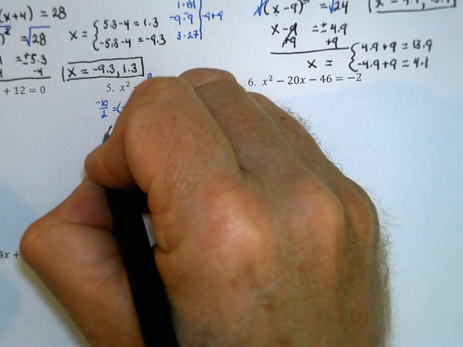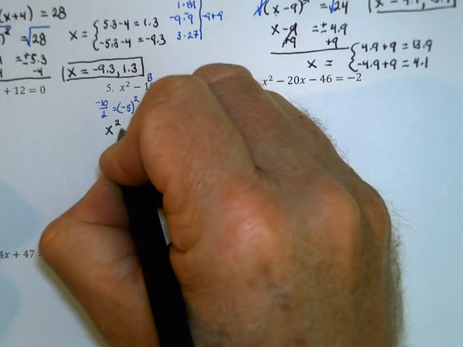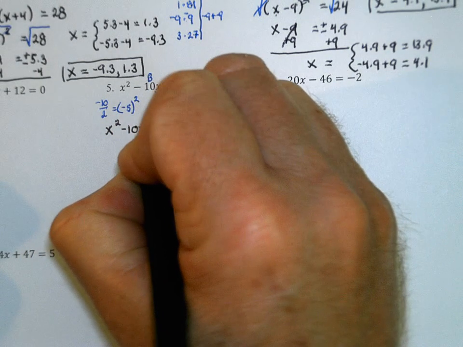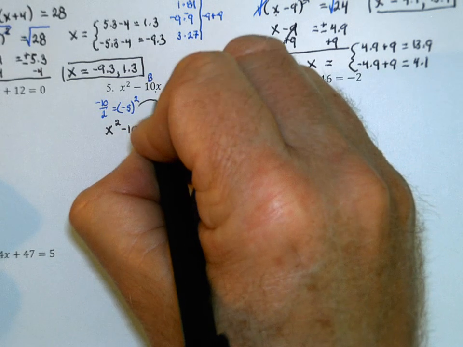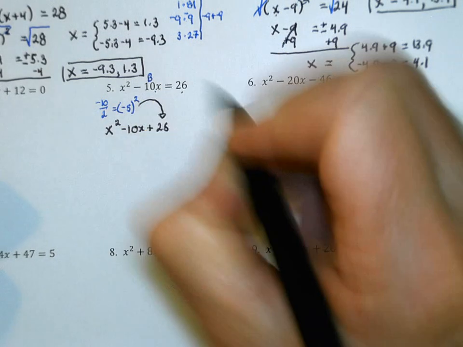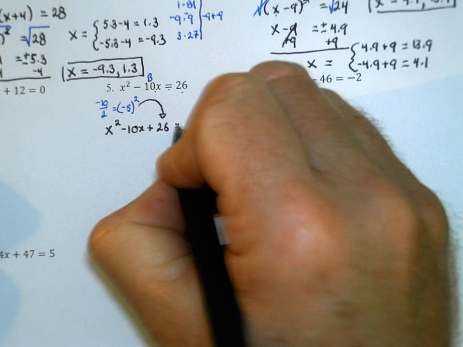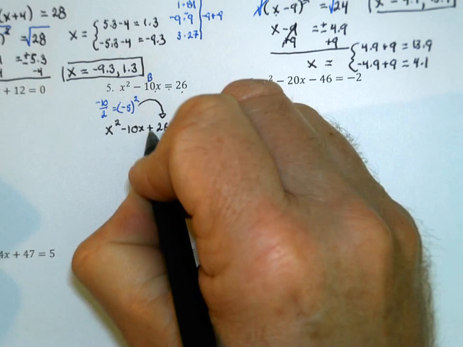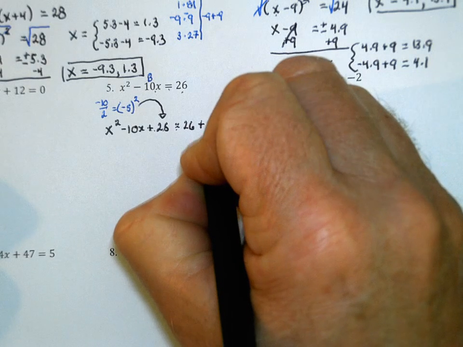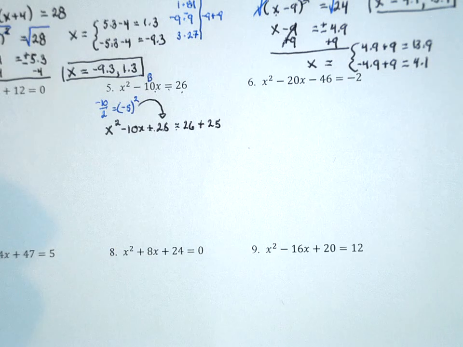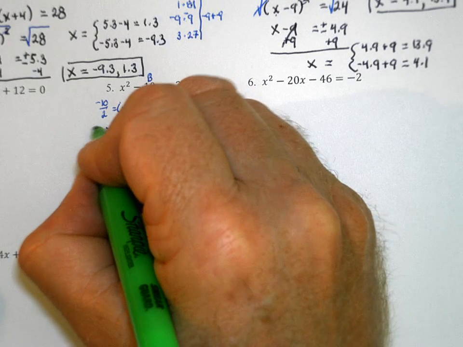So now my equation becomes x to the second minus 10x plus 25. Where did the 25 come from? That is negative 5 to the second power. I have an equal sign, I have a 26, and since I put a plus 25 on the left of the equal sign, I have to put a plus 25 to the right of the equal sign. Okay? Now I factor my trinomial.